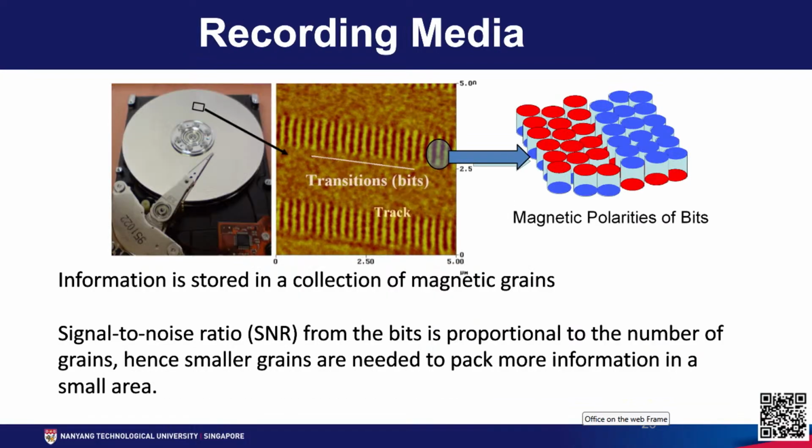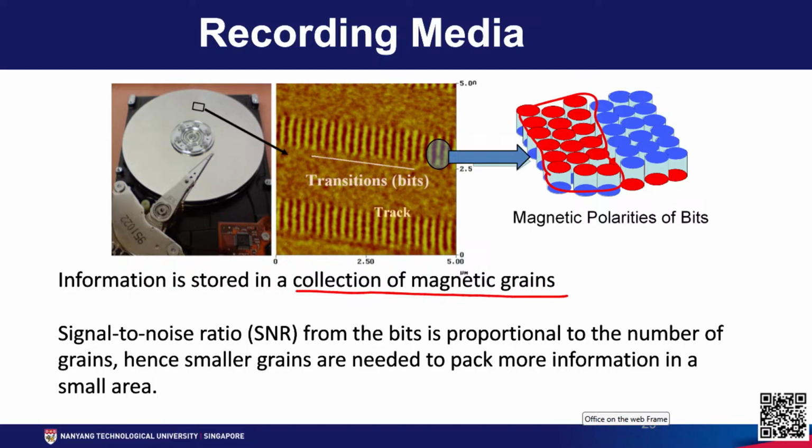If you take a hard disk drive, we have bits. If you zoom in on the bits, the information is not stored in one magnet, but in a collection of many different grains. Each tiny grain is like one magnet. So, we are using a collection of magnetic grains to store information.